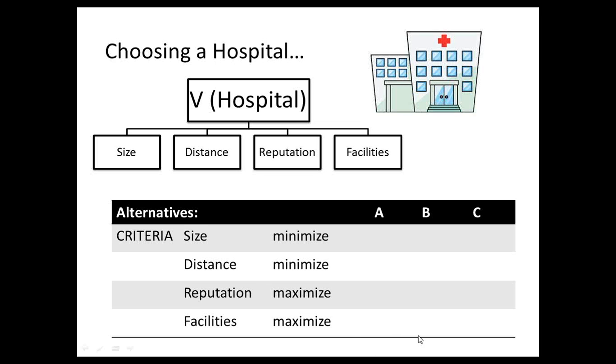Then it's important to determine what your goal or your objective is related to the different criteria. For me, I prefer smaller hospitals, so hospital size is something I would like to minimize. Distance, my travel distance to the hospital, is also something I would like to minimize. I would like to travel as short as possible to reach the healthcare facility when I need it. The reputation of the hospital is something I would like to maximize, and the facilities of the hospital are also something I would like to maximize.